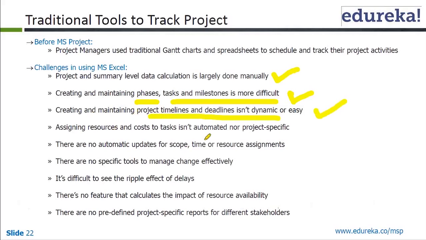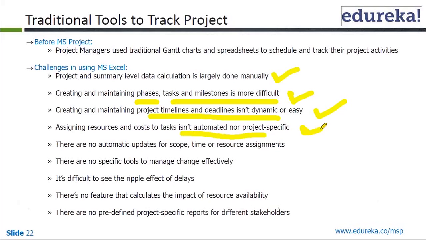Assigning resources and cost to tasks isn't automated, and it is not project specific also. So what it leads to is you really don't come to know automatically whether a resource is over allocated. You have to go and do the calculation for each and every individual resource, which is a cumbersome and again error prone task. Wherever human intervention is there, there is a chance of error, and that could lead to inaccurate information, which is not what you want in a project.